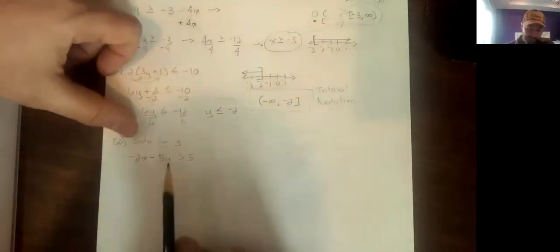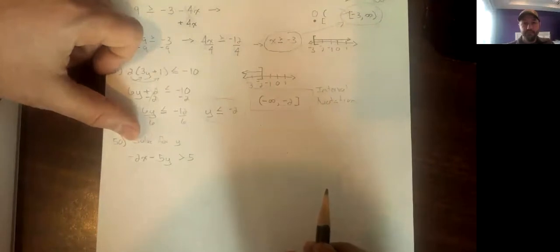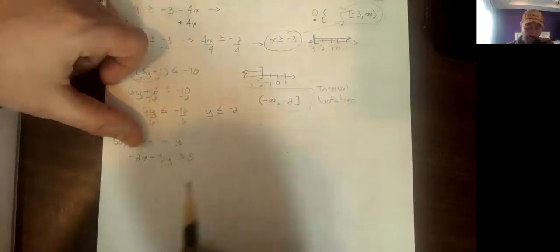Okay, then I'm going to do one more. Number 50, I think, is just moving. This says solve each of the equations for y. And number 50 gives us negative 2x minus 5y greater than 5. Some students get a little thrown off when you're not truly solving the problem. You're just moving things around. They want you to solve for y.